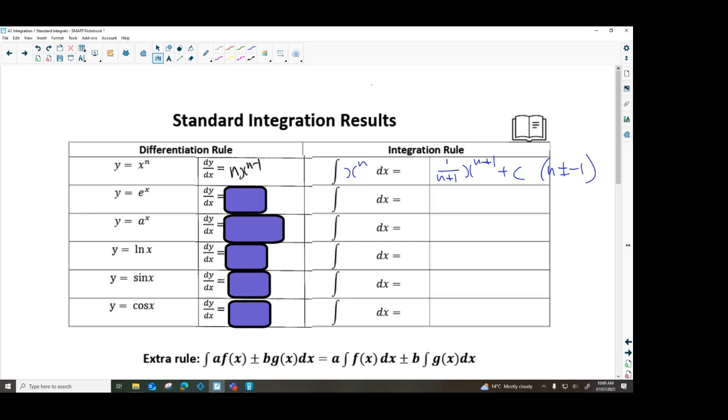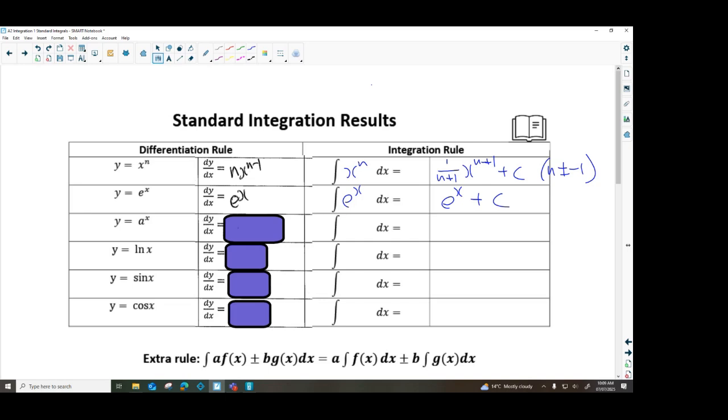Next rule. So we know and love that if you differentiate e to the x, you get e to the x. Because integration is the reverse of differentiation, integrating e to the x means what formula differentiates to give e to the x? Well, it's just e to the x, except we now need a plus c.